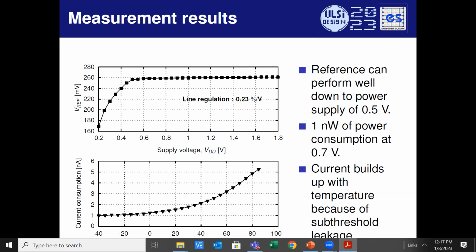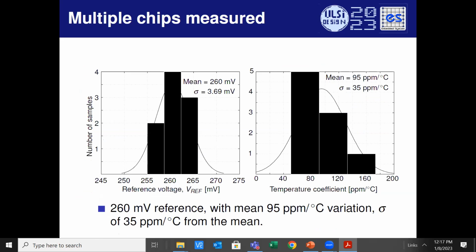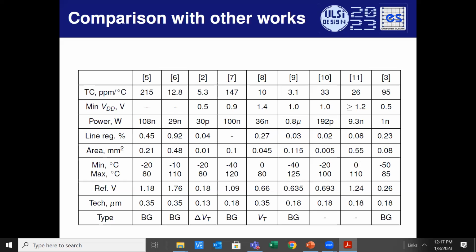Of course, the current builds up with temperature. Why is that? The current is exponentially related to temperature because the entire premise is leakage, right? The leakage part, the current builds up exponentially with temperature. So that is expected. This is okay. I'll skip all of this.